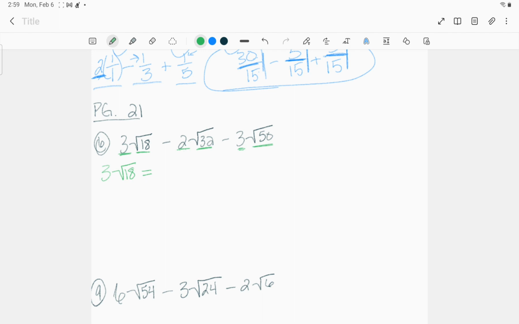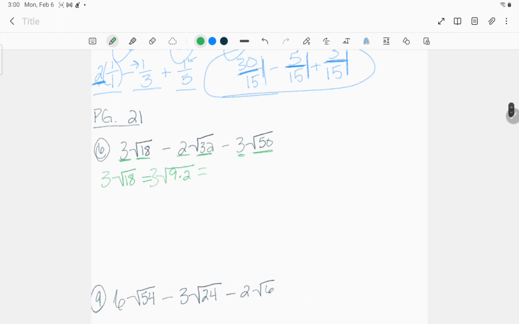I just go through all of my perfect squares. 2 times 2 is 4. 3 times 3 is 9. 4 times 4 is 16. 5 times 5 is 25. And I just go on like that. So it's easy to find my perfect squares. Remember, a perfect square is anything multiplied by itself that gives you that number. That number is the perfect square. Okay? So factors of 18 are 9 and 2.